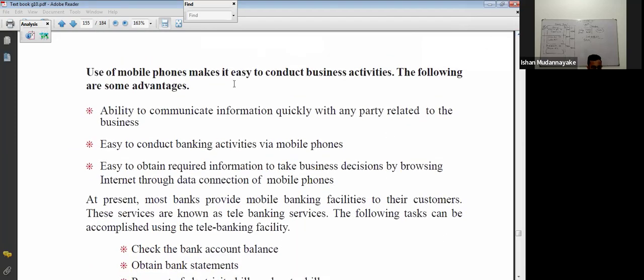Use of mobile phone makes it easy to conduct business activities. The following are some advantages. Advantages of using mobile phones. These are the advantages of using mobile phones. Right.